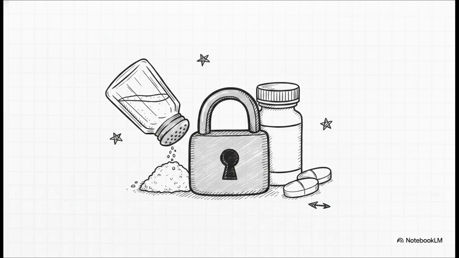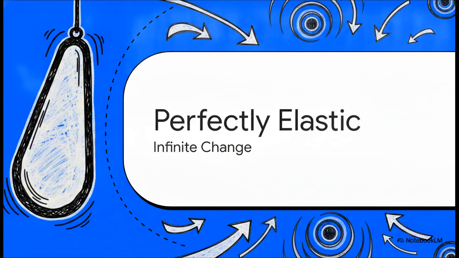So what forces this kind of rigidity? Absolute necessity. Classic textbook examples include basic salt or, more crucially, life-saving medicines. If you rely on a medication to survive, a price increase just isn't going to stop you from buying the exact dose you need. Though we should definitely note that in the real world, cases of perfectly, completely inelastic demand are actually very rare. Moving right along to Chapter 2, perfectly elastic, infinite change.